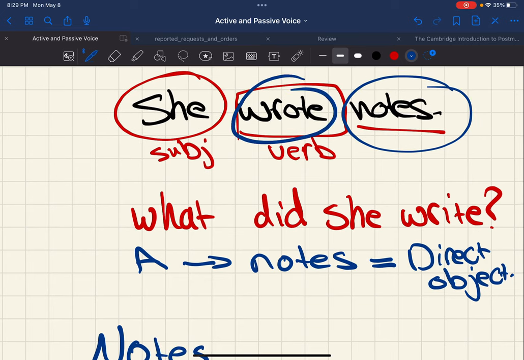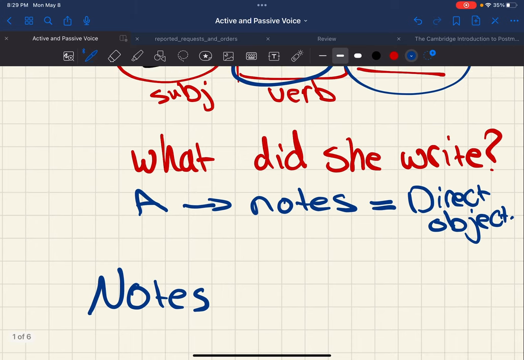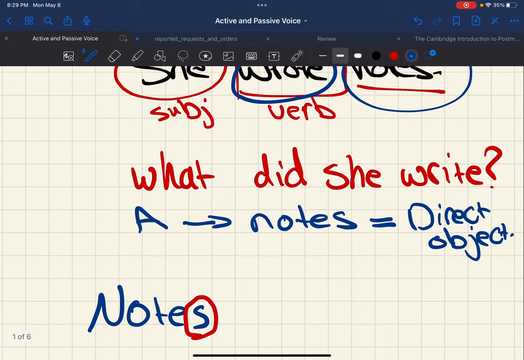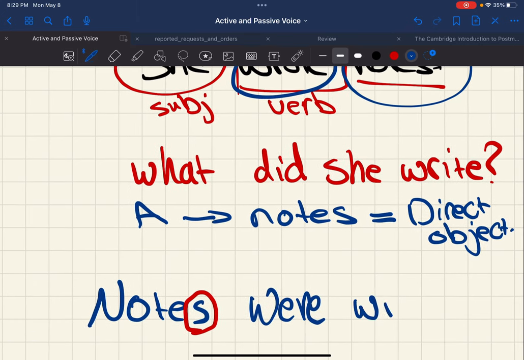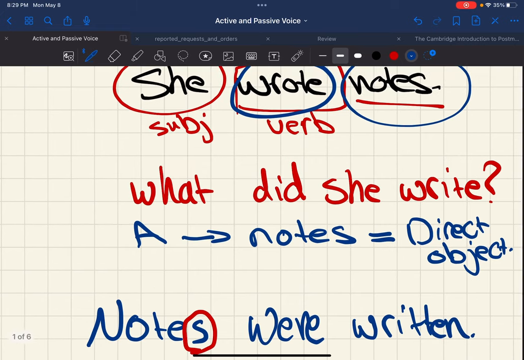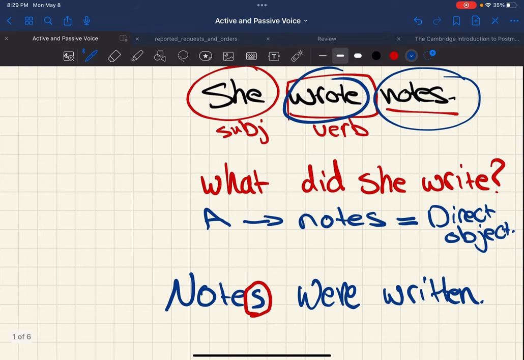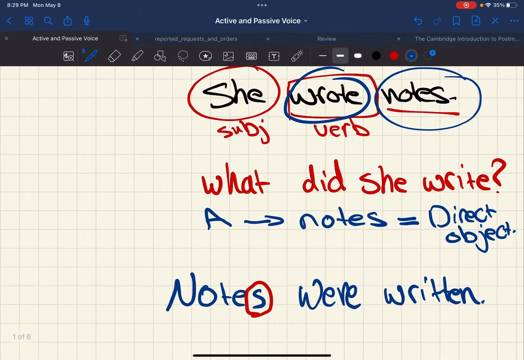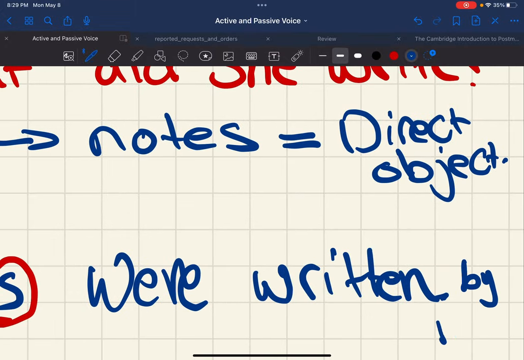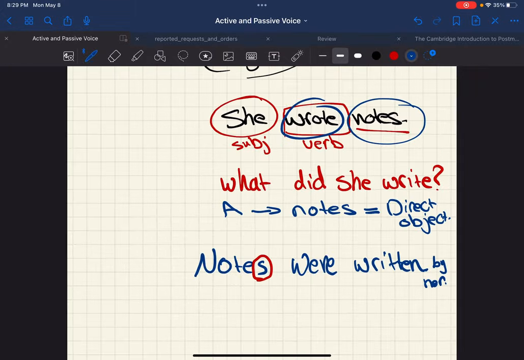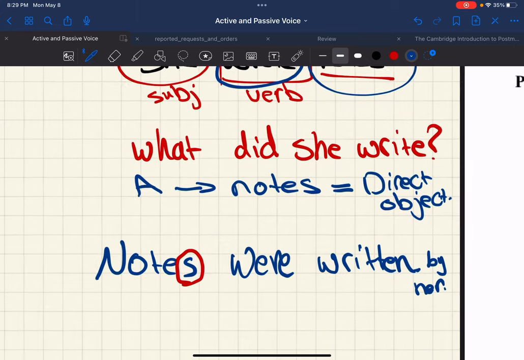The tense of this verb is past. So, and please keep in mind one thing. This is plural. Notes were written. Now, if you're asked to write by agent, then you can say by her. This is how you turn it to passive.